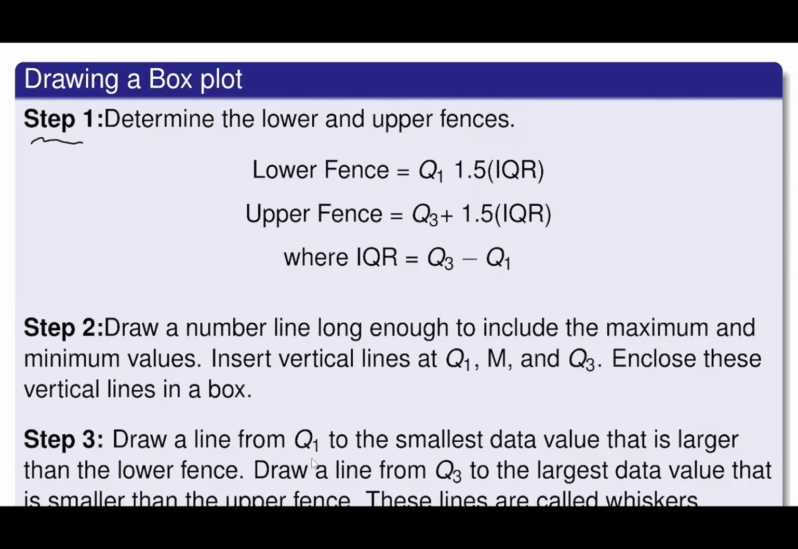Once you check for any outlier, you go to step number 2, where it says draw a number line long enough to include the maximum and the minimum value. Then insert a vertical line at Q1, median, and Q3, and close the vertical lines in a box. So we're going to get a box, and the first is Q1, then the median, and then Q3. The box portion of the box plot shows Q1, median, and Q3.